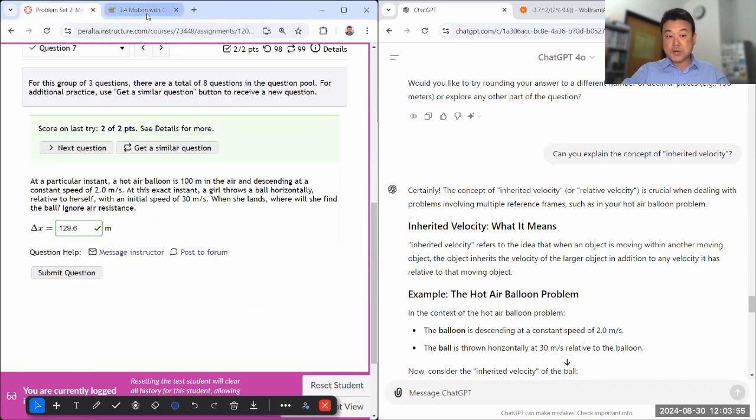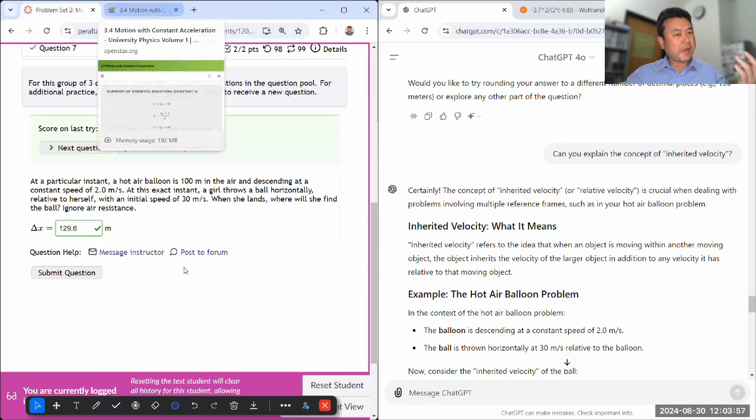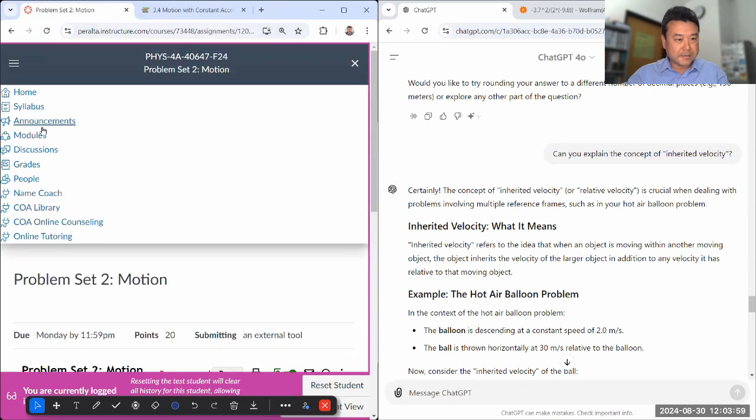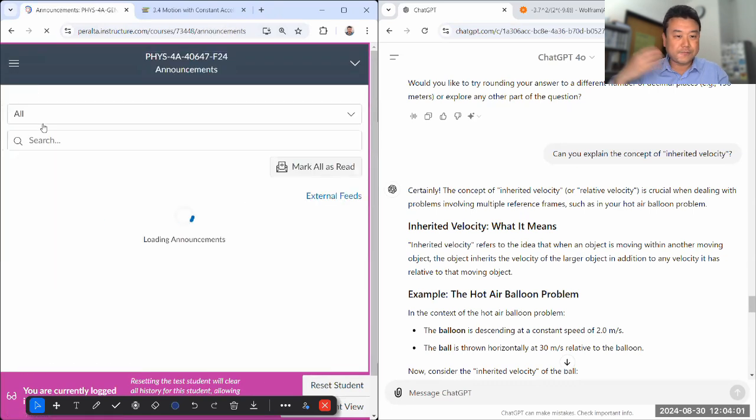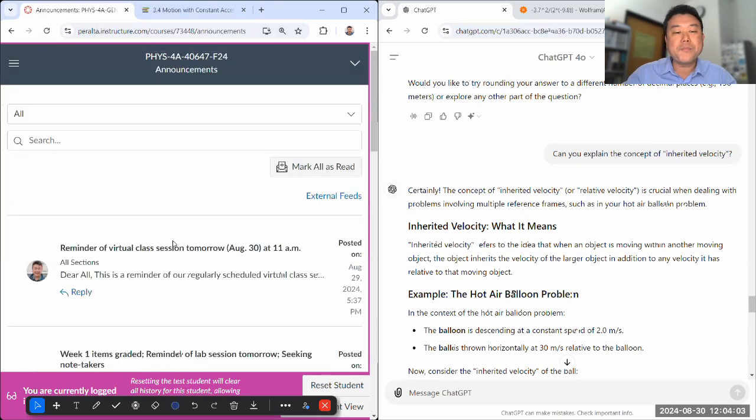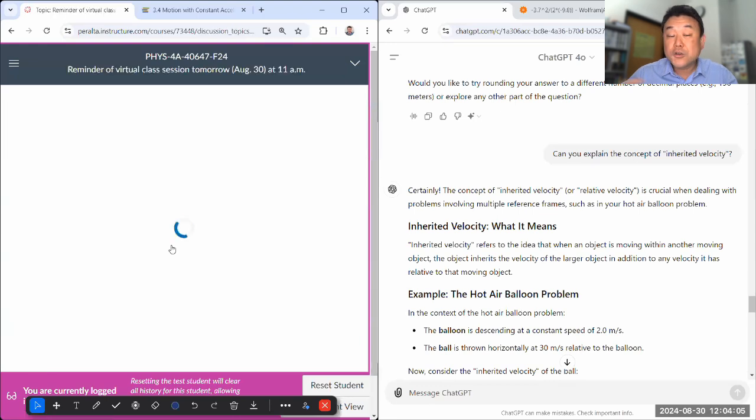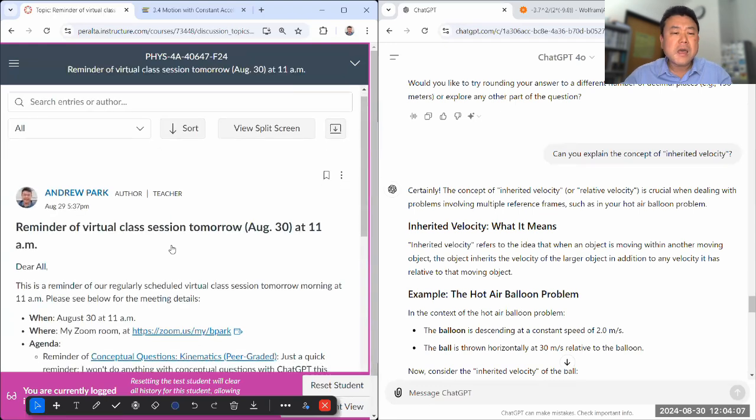So we are at the time, so I think that's enough of the demo. If there are any questions, please let me know. I'll probably keep doing this kind of illustration of how one might use ChatGPT as a tutor.